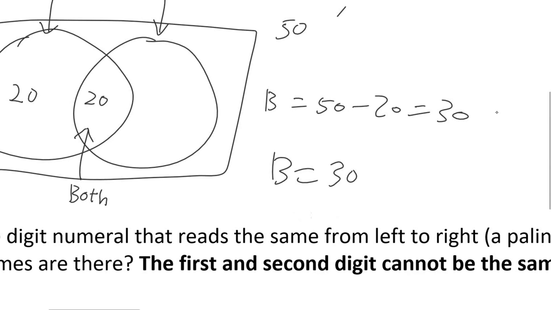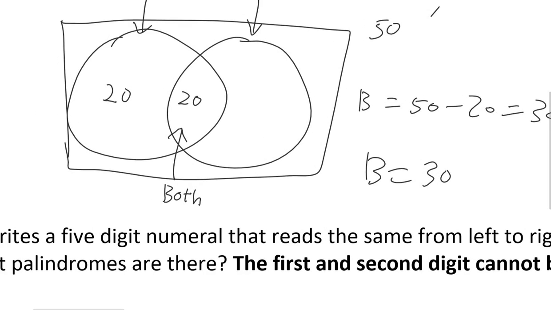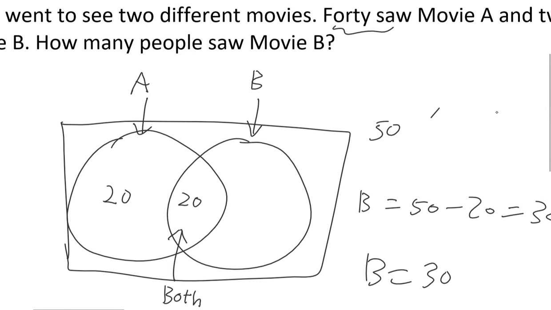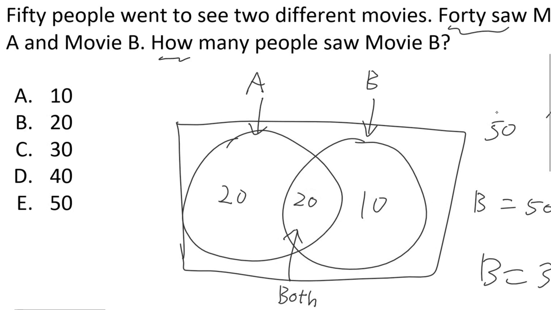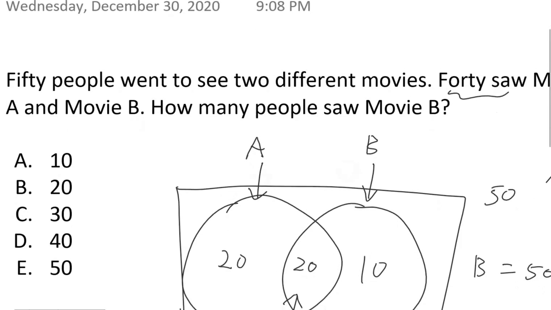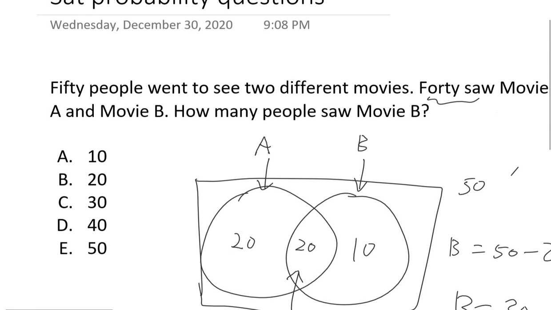But that is not the number of people who only saw movie B, remember. To find out the number of people who only saw movie B, we have to subtract 20 from 30, and we get 10. So 10 people only saw movie B, but in this case, they're only asking for how many people saw movie B, not only. So remember, you have to read the question very carefully to see what they're asking. So again, our answer is C.